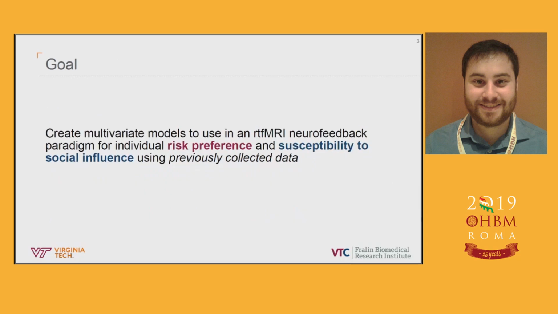And more specifically, my interest is in risky decision-making under social influence. So I'd like to use rtfMRI neurofeedback to guide behavior changes in both risk preference and susceptibility to social influence. And because my lab has studied neural mechanisms underlying both risk preference and susceptibility to social influence, this gives us a great opportunity to both train and test potential models to use to give individuals feedback before we actually implement them in a real-time environment, in a task. So my goal here is to create multivariate models to use in an rtfMRI neurofeedback paradigm for individual risk preference and susceptibility to social influence using previously collected data.